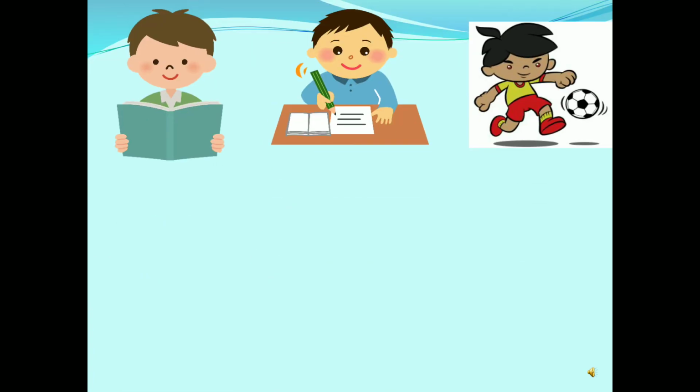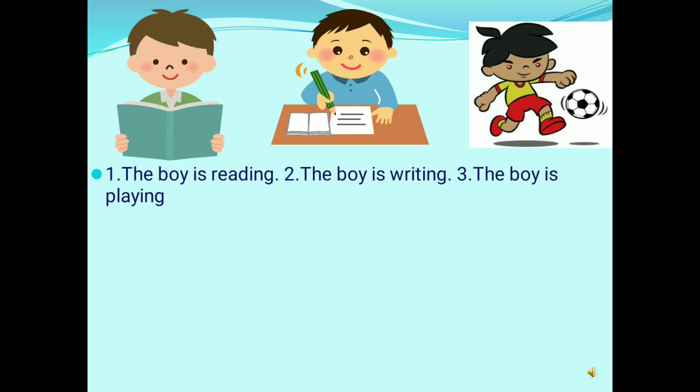Children, look at this picture. Who are there? There are three boys. What are they doing? The first boy is reading. The second boy is writing. And the third boy is playing.